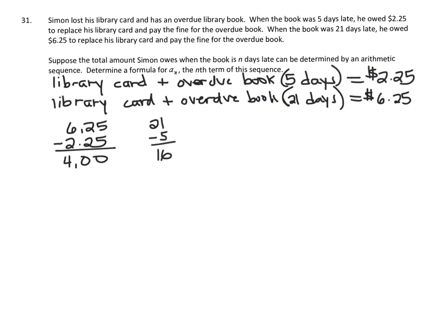So if you wanted to figure out how much it was per day for the overdue book, just take the $4 and divide that by the 16 days that have passed, and that means that it was 25 cents per day for the overdue book.